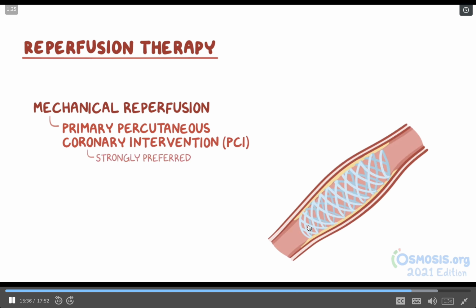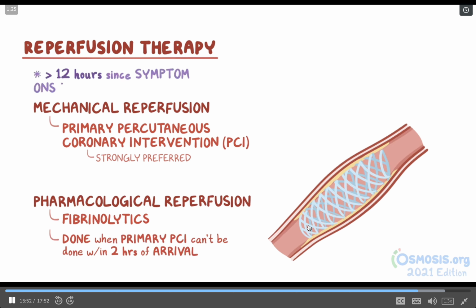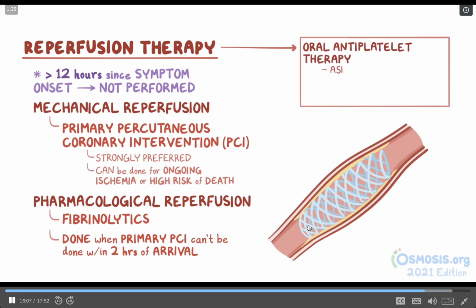The alternative approach is to do reperfusion therapy using medications, sometimes called pharmacological reperfusion, using fibrinolytics. Typically, that's done when primary PCI can't be done within 2 hours of arrival to the ED. If more than 12 hours have passed since symptom onset, reperfusion should generally not be performed, but emergent PCI might be done for patients with ongoing ischemia or those at high risk of death. After reperfusion therapy, or in cases where it wasn't done, oral antiplatelet therapy with aspirin and a P2Y12 inhibitor, plus anticoagulant therapy with heparin is given to patients.